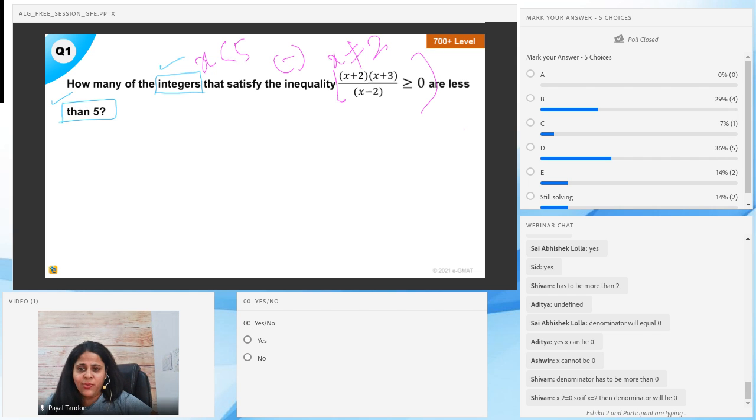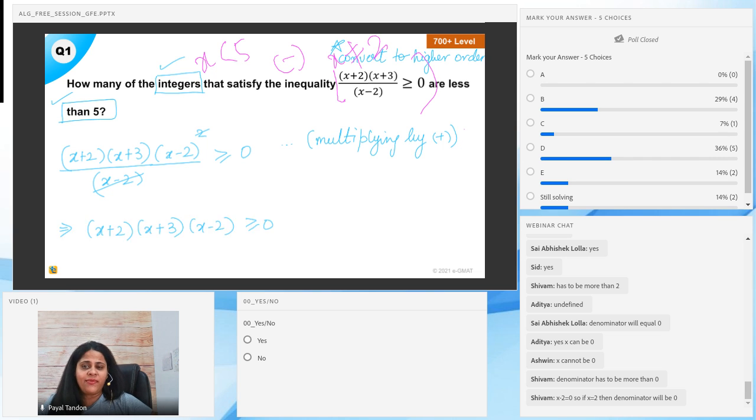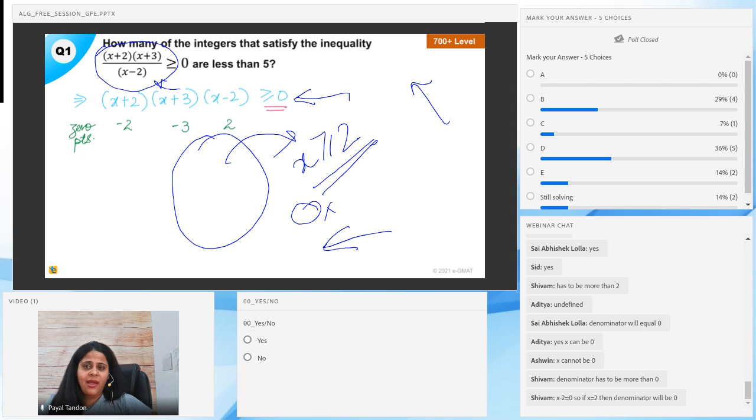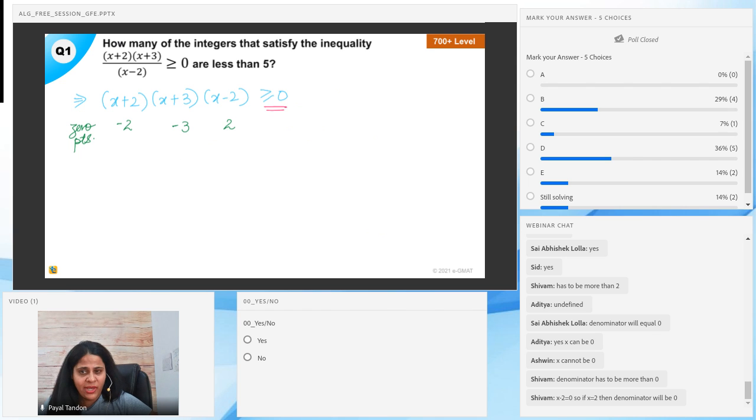Got it? Okay. So next, we are simply going to convert our rational inequality into a higher order inequality. For that, what do we need to do? We need to multiply both sides by (x minus 2) whole squared because we are multiplying by a positive number here, right? Now this is what we get. Now we are going to apply the wavy line method. When we do that, we get these zero points: -2, -3, and 2. Next, we plot it on our number line here, and this is the range that we get.